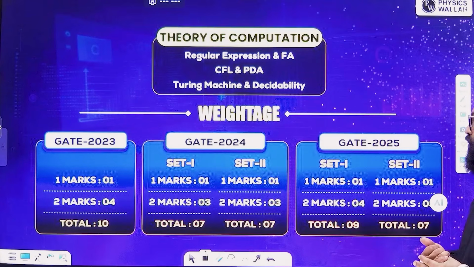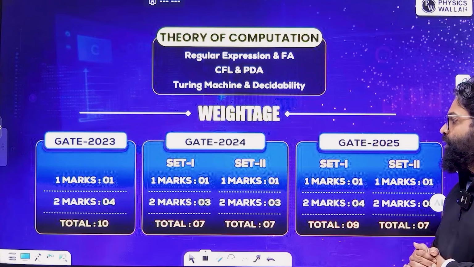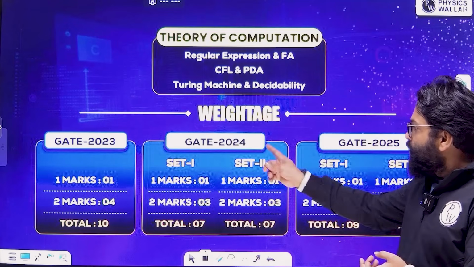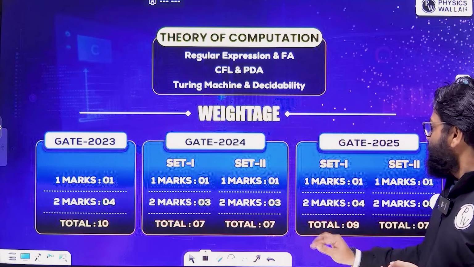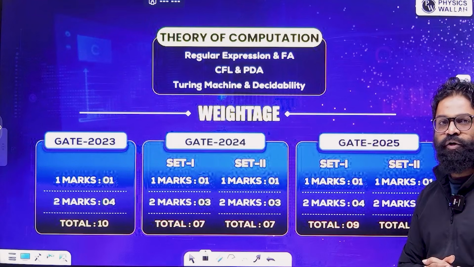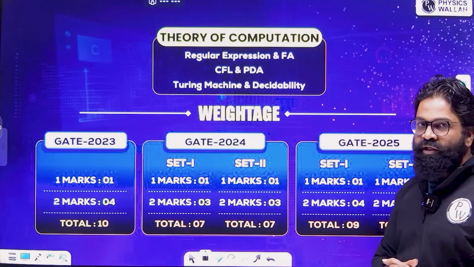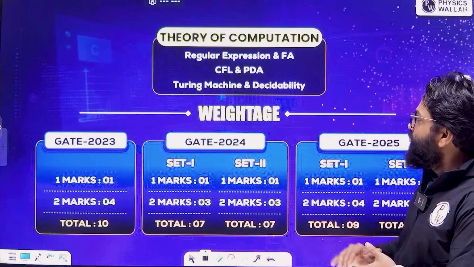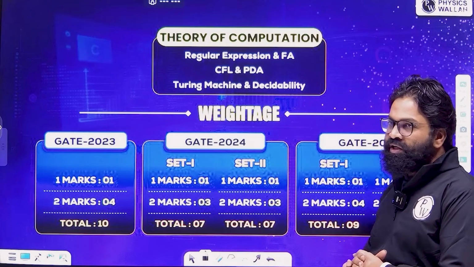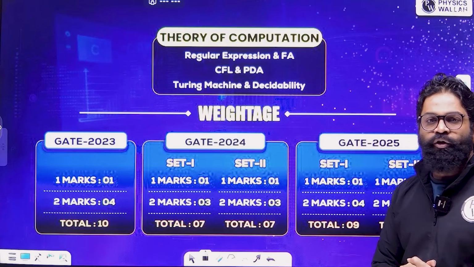And TOC is also quite an important topic, because in 23 it was asked for 10 marks, 24 set 1 7 marks, set 2 7 marks, 25 set 1 9 marks, set 2 7 marks. On an average 8 to 9 marks you can expect from TOC. It is also a very scoring subject. So the important ones will be regular expressions and finite automata, CFL, PDA, Turing machine and decidability. These all are the important topics.